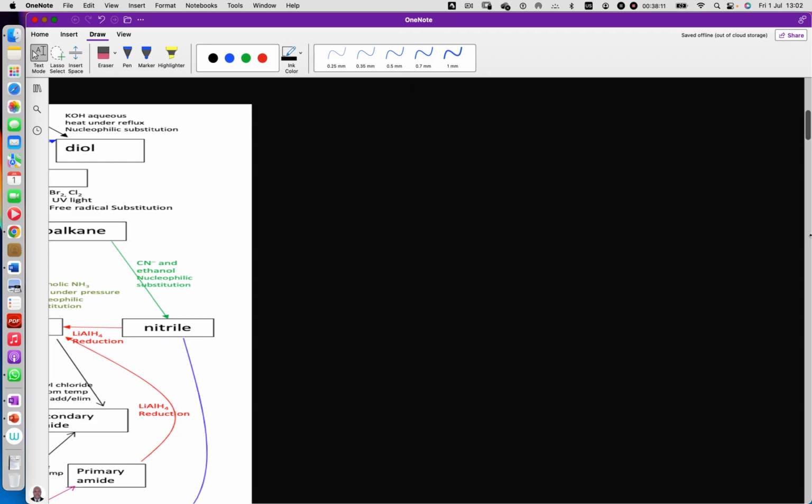If you use hot concentrated, let me say we want to use this alkene as an example. If you use this type of alkene here, that's another condition. In that condition, it will not be a diol, but another compound. Take, for instance, oxidation of this alkene here.